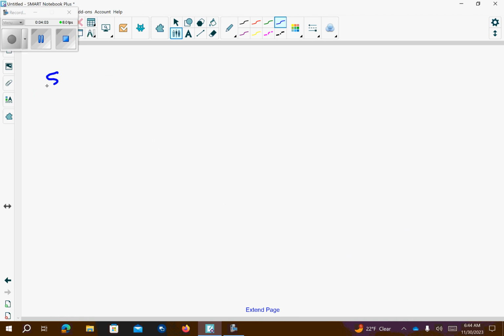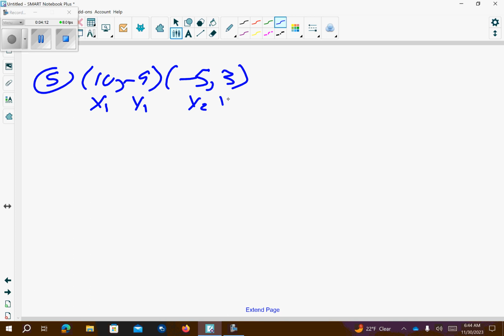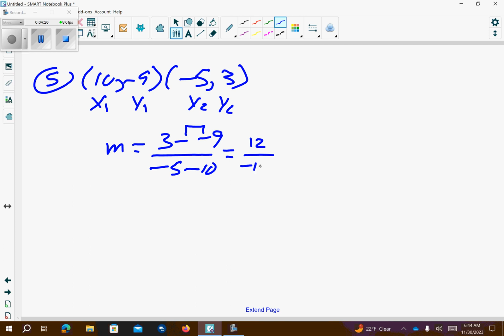Number 5, 10 comma negative 9, negative 5 comma 3. Again, I'm going to call this x1, y1, x2, y2. We're going to find the equation, so our slope is going to be 3 minus negative 9 over negative 5 minus 10. That's going to be positive, so 3 plus 9 is 12. Negative 5 minus 10 is going to be negative 15. We can reduce this. 3 goes into 12 4 times, 3 goes into 15 5 times, so my slope becomes negative 4/5.